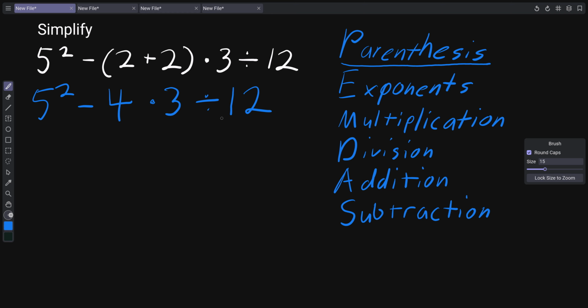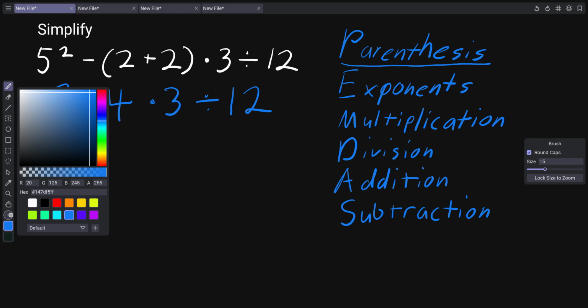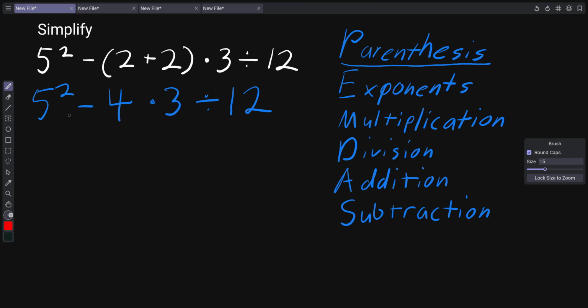Now, if we were to subtract 4 from 5 here, I'll show you how you could make a mistake if you weren't being careful. So if you were to subtract 4 from 5 here, you would wind up getting maybe 1 squared times 3 divided by 12. And this would not be correct.